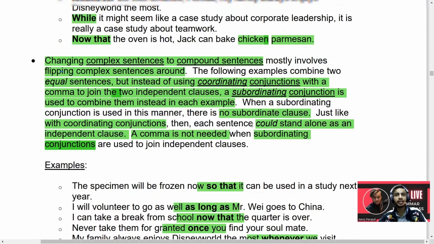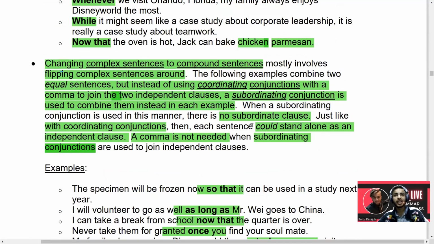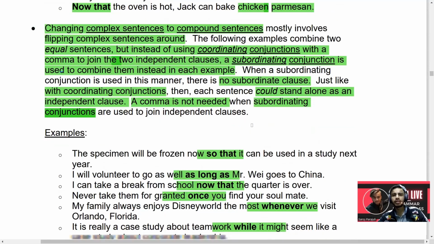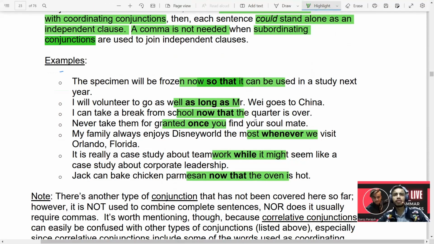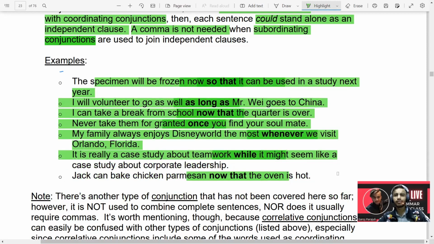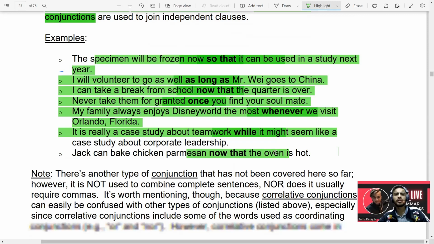Do you understand, guys? But these are compound sentences, and we need a comma over here to make them compound sentences. Now let's see. This is a compound sentence. Another one: the specimen will be frozen. Now you can see, have a look at the example over here, guys.